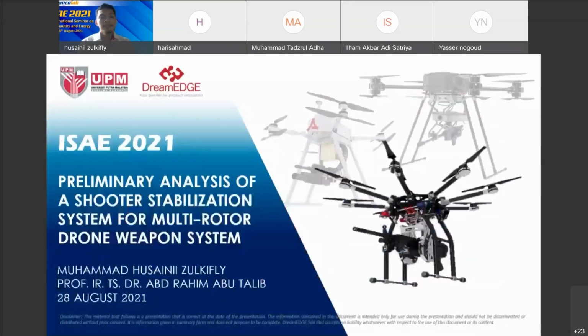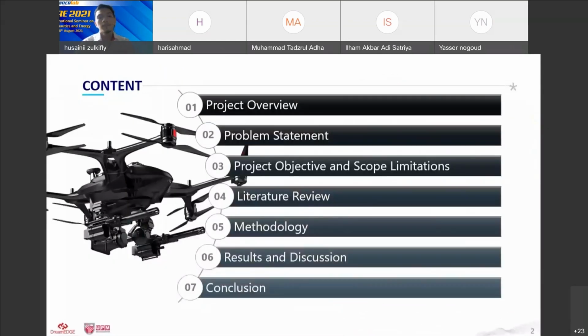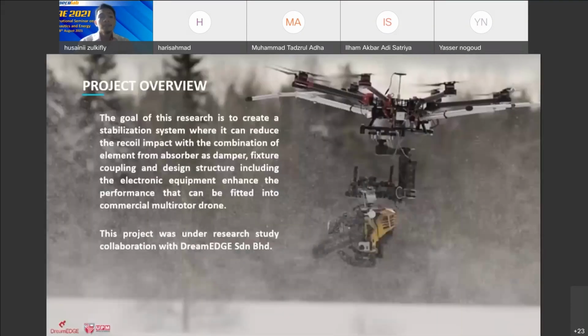This topic is the preliminary analysis of shooter stabilization system for multi-rotor drone weapon system. My name is Muhammad Husaini and I will be the presenter today, and the author is myself, including Prof. Abdul Rahim. We will cover the project overview, the problem statement, the project objective, literature review, methodology, result and discussion, and lastly, conclusion.